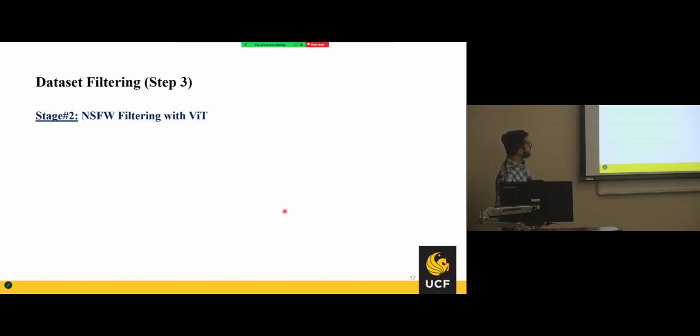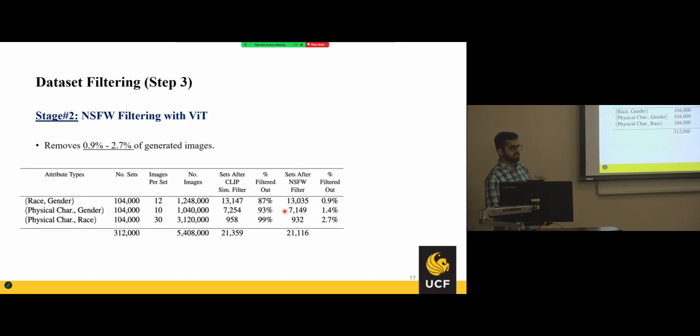Now, this is the second stage, which is NSFW filtering with a ViT. The concept is that they use a pre-trained Hugging Face model, which is specialized for image classification that detects not safe for work images. They filter those out, and using that existing model, they were able to filter a further 0.9% to 2.7% of the images. So like we saw before, we had a total of 312,000 sets across all combinations. It was reduced down to 21,359. But after stage 2, it further went down to 21,116.